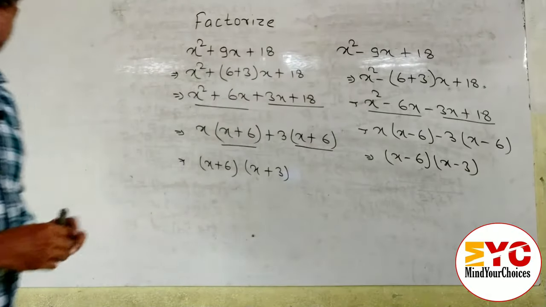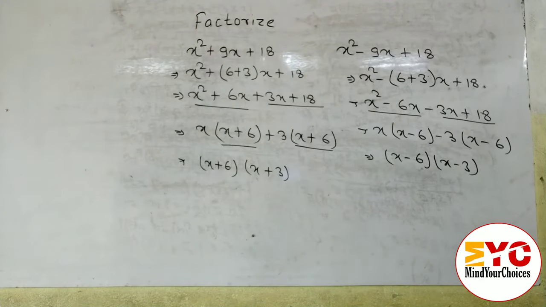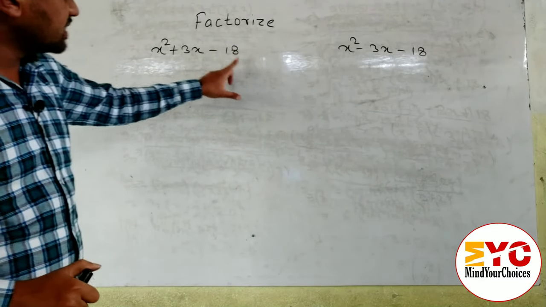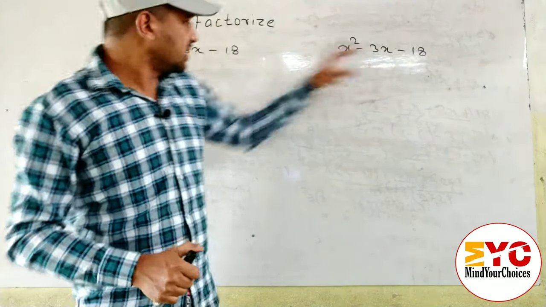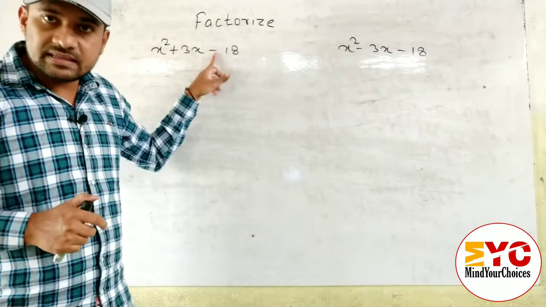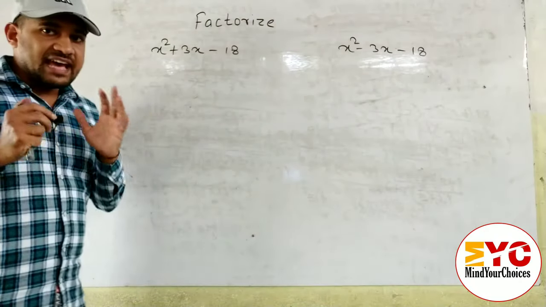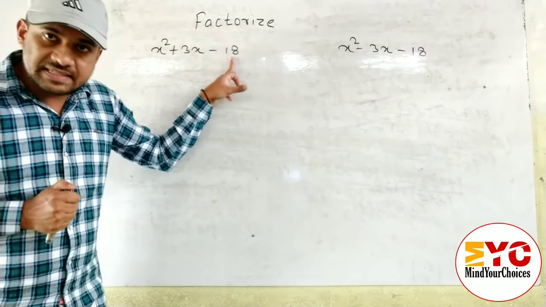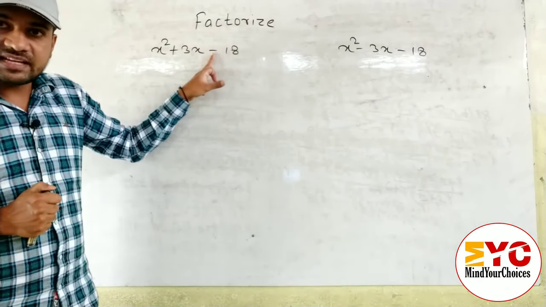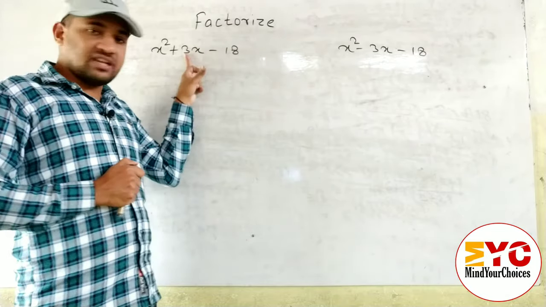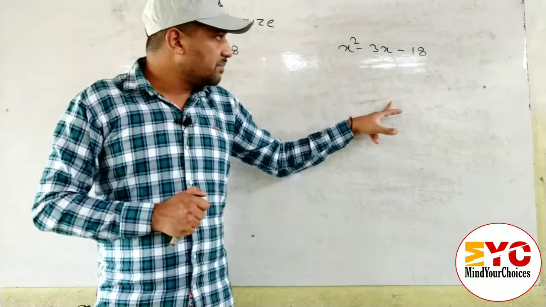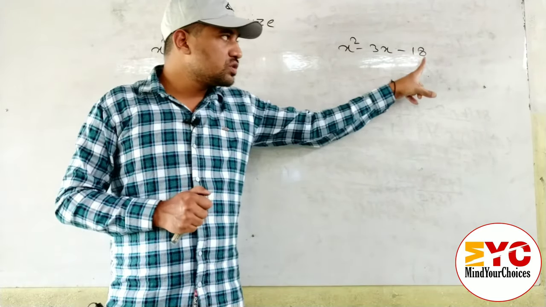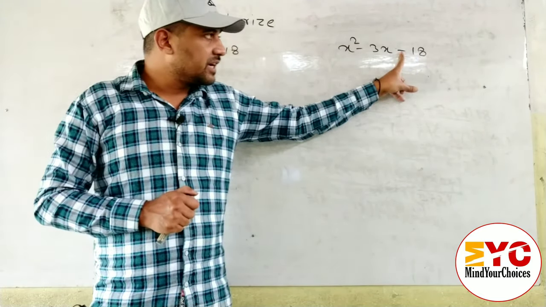Hope you understand these two questions. Now look at another two questions: x square plus 3x minus 18 and x square minus 3x minus 18. Before there was plus, now here is minus. I told you we have to find factors whose multiplication is 18 and subtraction is 3. Here also the same: two factors whose multiplication is 18 and subtraction is 3.